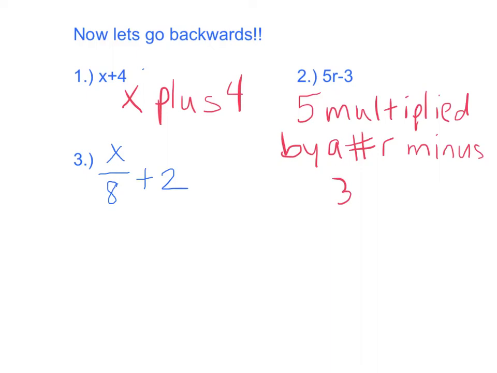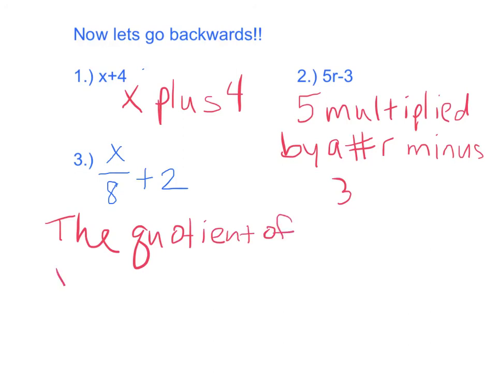Okay, and then the last one, you have x over 8 plus 2. That over, that line, means divide. We could use the word the quotient, since that means divide. So you could say the quotient of x and 8, and then put a comma, and then after that they want you to plus 2. So you should be able to go both ways.